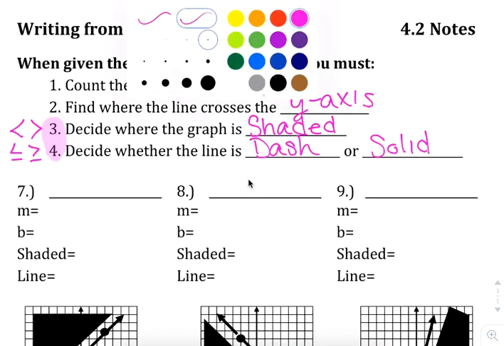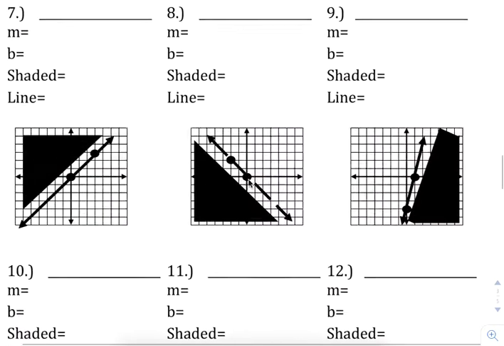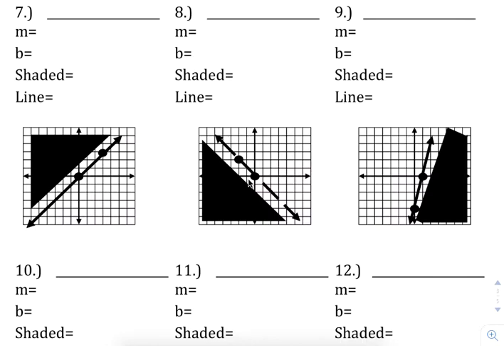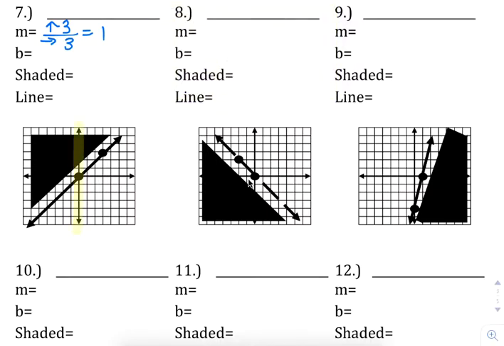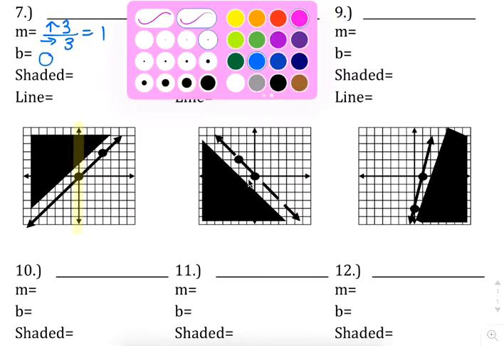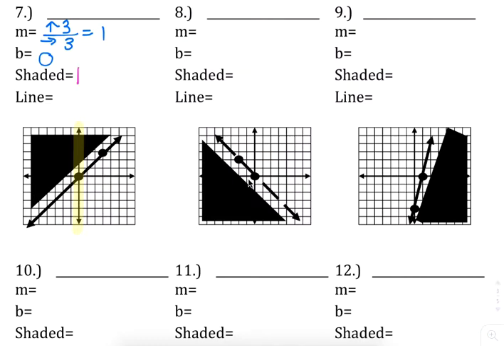Let's start with our M and B's. Problem 7, I am rising up 3. I am running to the right 3. 3 divided by 3 makes a positive 1. I'm crossing my y-axis at the origin. That makes it a 0. My graph, it is shaded above. Remember that that means that we are going to be using a greater than.